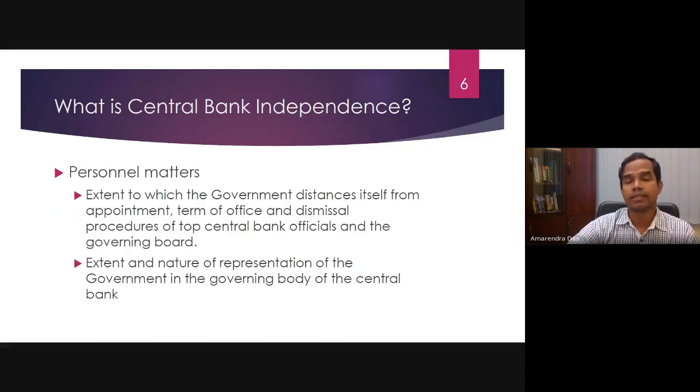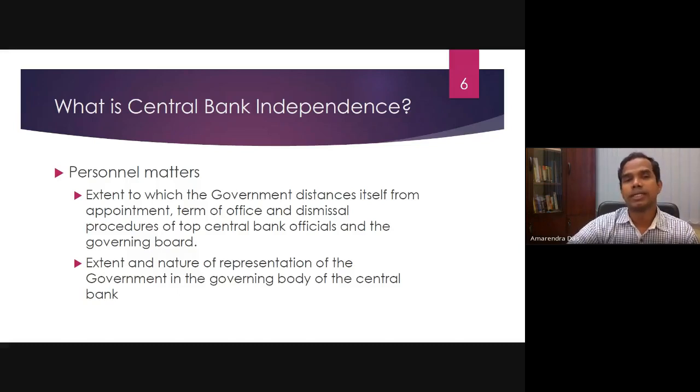Now coming to the personnel matters, we can assess the autonomy of the Reserve Bank by looking at the extent to which the government distances itself from the appointment, term of office and dismissal procedures of top central bank officials and the governing board. In the context of India, we will see how the government appoints the RBI governor or the deputy governors, whether they are dismissed in between or not, and in the recent context the appointments in the Monetary Policy Committee, who are appointed, whether the government is appointing good people or not, whether the government is interfering too much in their activities or not.